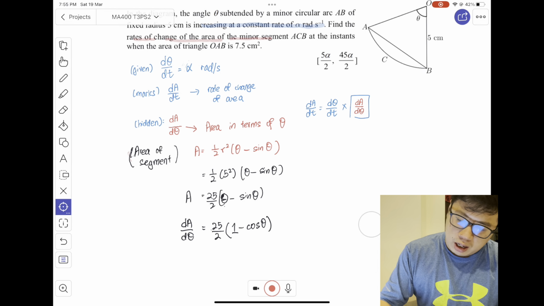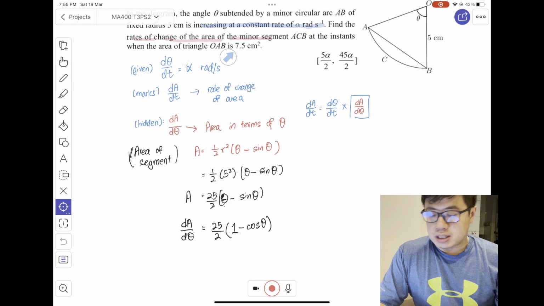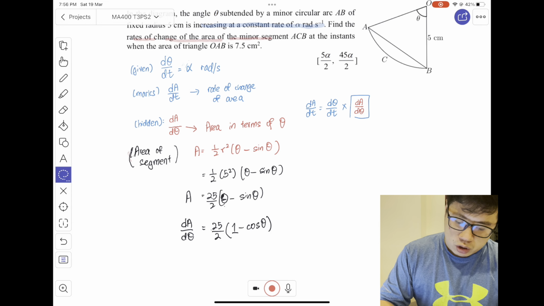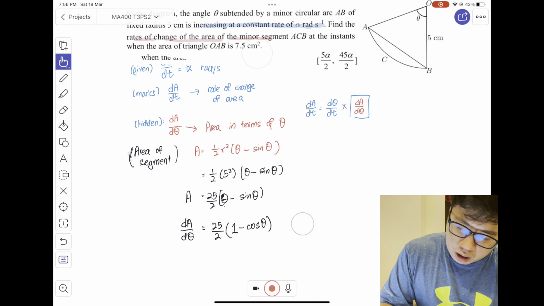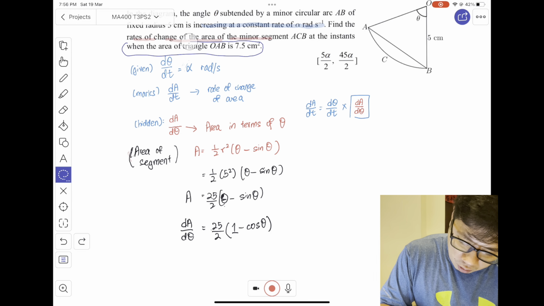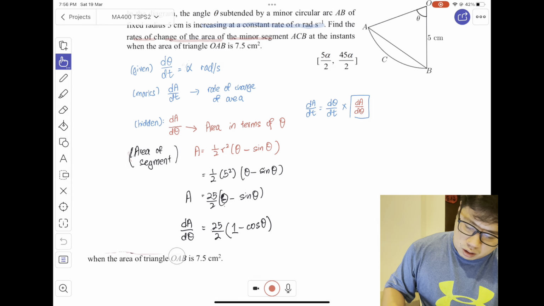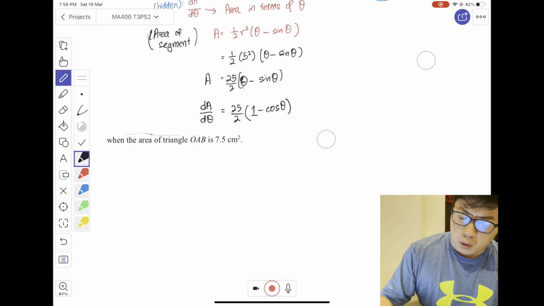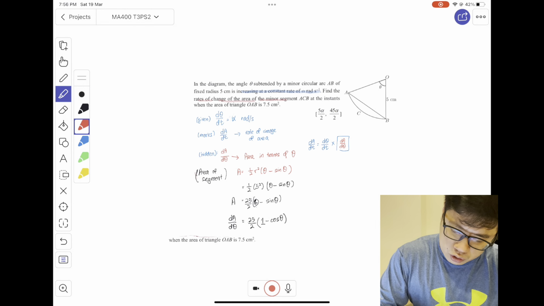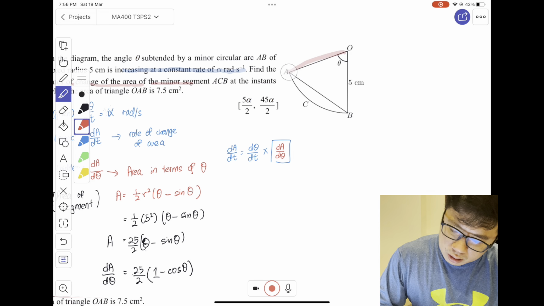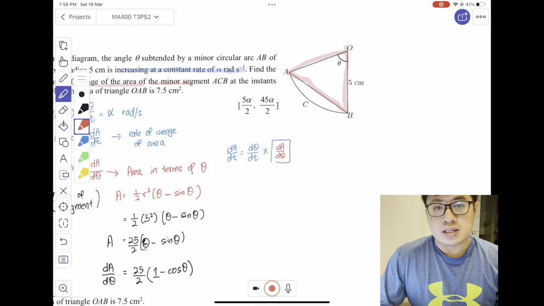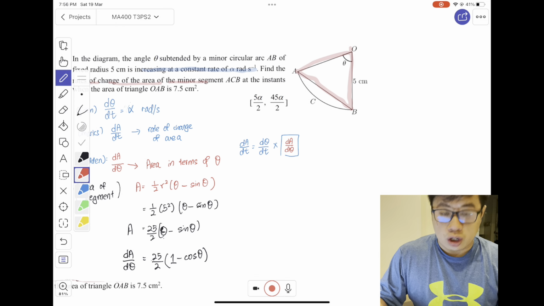We have the numerical value for us to start: the area of the triangle OAB is 7.5 cm squared. When this is given to us, what are we supposed to make out of it? OAB here refers to this section over here. Now the area of this triangle is 7.5 cm squared. What does that give us? It actually can give us a lot.